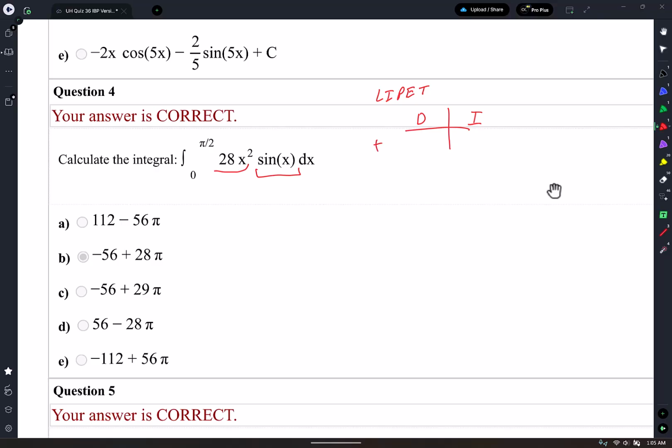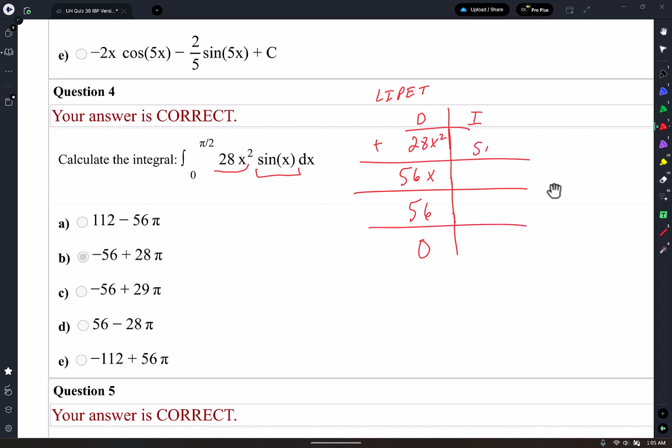Remember, I always start with a positive here. 28x squared, and then I'm just going to take the derivative of 28x squared. Let's see, 28 times 2 is 56. So 56x, and then the derivative of 56x is 56. And the derivative of 56 is 0. All right, so let's see. So I'm going to write sine x. Thank you for making it nice and simple for us. The antiderivative of sine x is a negative cosine x. The antiderivative of cosine x is a negative sine x. And that's it. That's all you need. You don't need the 0 one here.